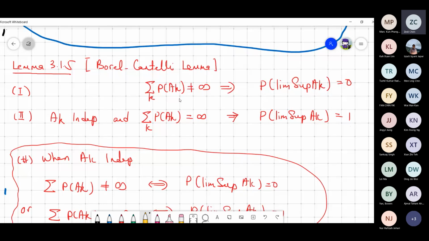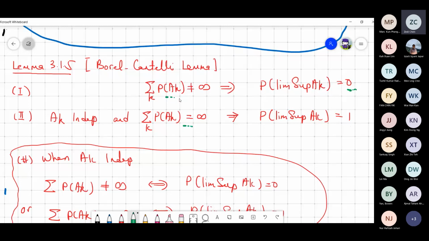So you look at this one. I'm simply saying this is a series. When the series is not infinity, P(lim sup A_k) is 0. So this is the first statement, without the assumption that the A_k are independent. So whether the A_k are independent or not, we can always get this conclusion, right? For the second one, when the series is infinity, we require an additional assumption, that the A_k are independent. Then this is 1.